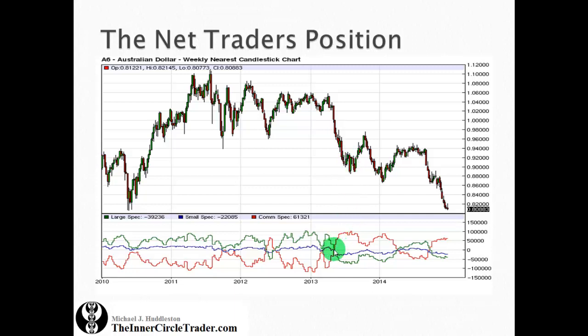Well, wouldn't you know it, the commercials are net long. This is the heaviest net long position they had for multiple years here, much more than we were here. Same thing here. We were net long. By itself, it means absolutely nothing. But with a net short position on the funds, we have a diametrically opposed tug of war between the two. The red line, think of the banks.